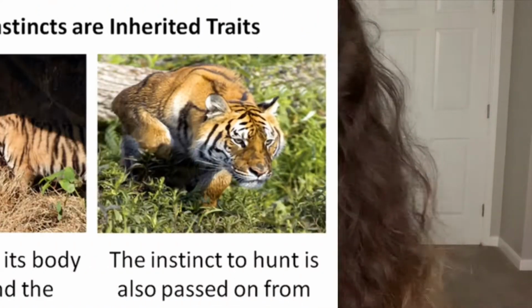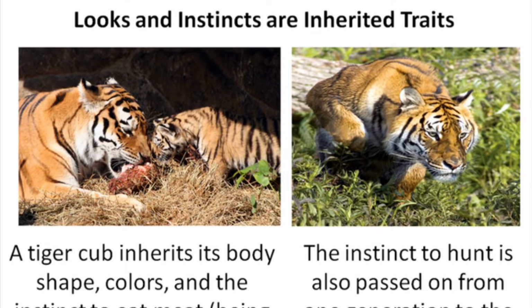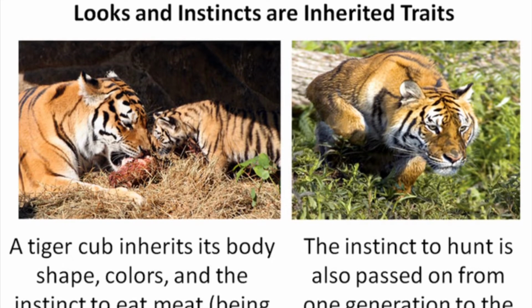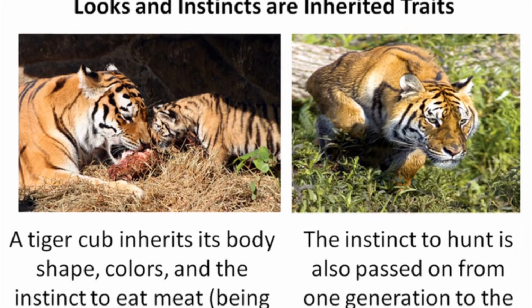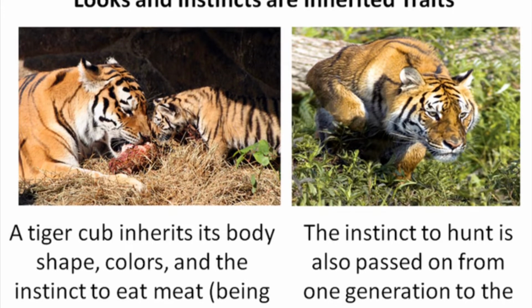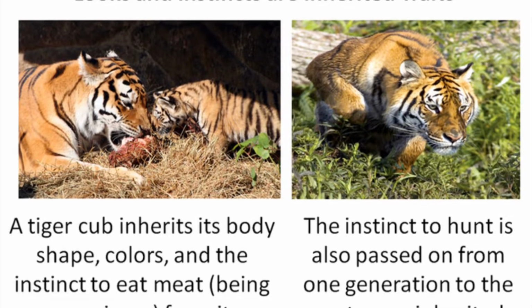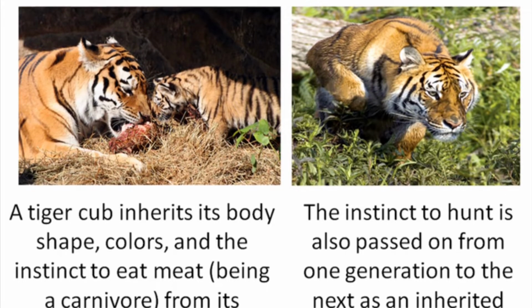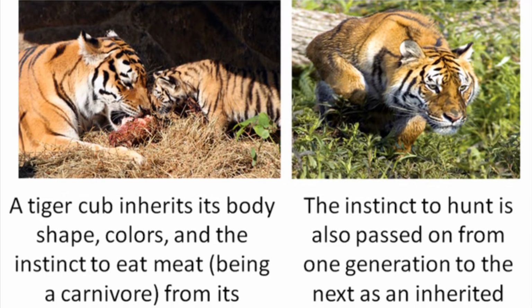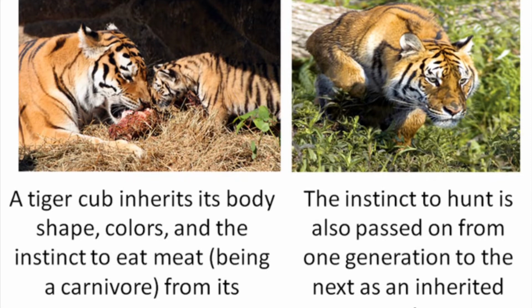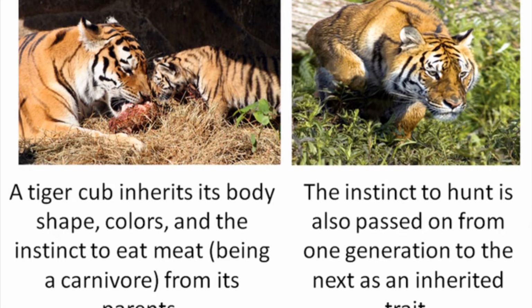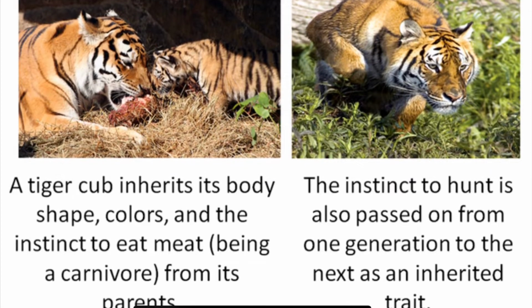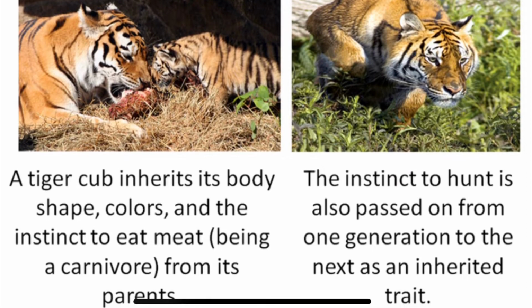Here are a couple of examples with animals. Looks and instincts are inherited traits. On the left picture, a tiger cub inherits its body shape, color, and instincts to eat meat, being a carnivore, from its parents. On the other side, the instinct to hunt is also passed down from one generation to the next as an inherited trait.